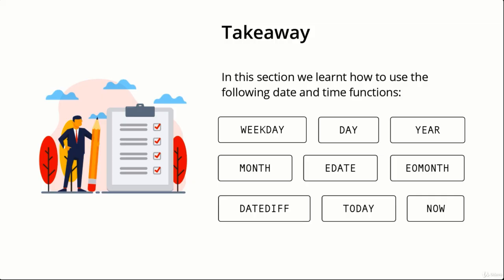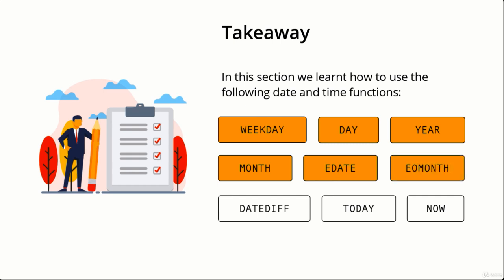In this section, we learnt how to use the following date and time functions. Weekday returns a number from 1 to 7 identifying what day of the week a specified date is. Day returns a number identifying the day of the month. Year returns the year as a 4-digit number. Month returns the month as a number from 1 to 12. EDATE returns the date ahead or prior to the specified number of months.